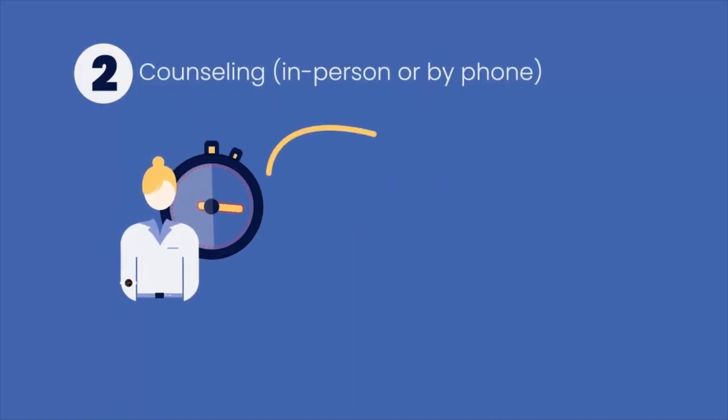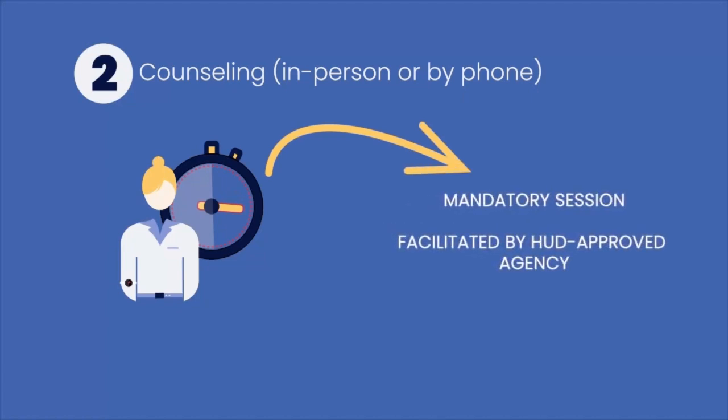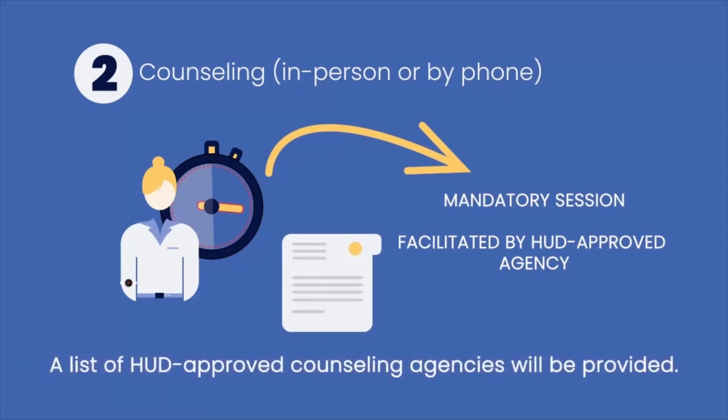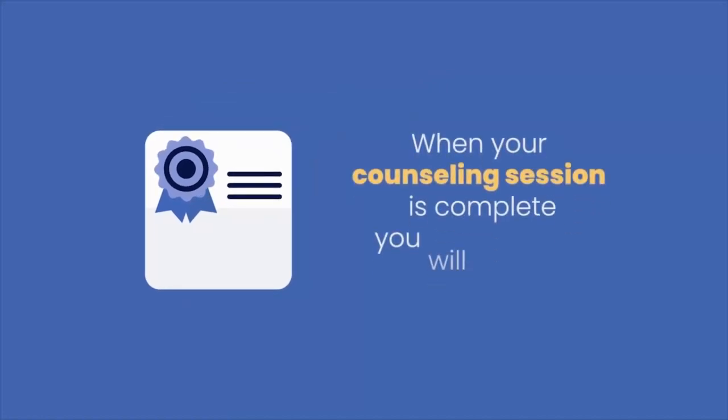Once you've received and reviewed the proposal, the next step is to undergo counseling. This mandatory session, conducted in person or over the phone, is facilitated by a HUD-approved counseling agency. Your loan originator will provide a list of agencies, ensuring you have the freedom to choose without any pressure. This session is designed to equip you with unbiased information about your options and rights. When your session is complete, you will receive a certificate of completion, which is essential for proceeding to the next stage.